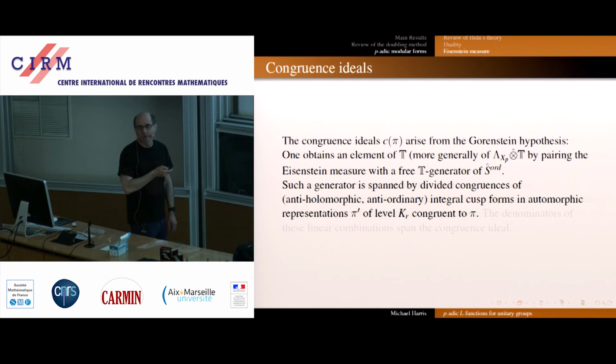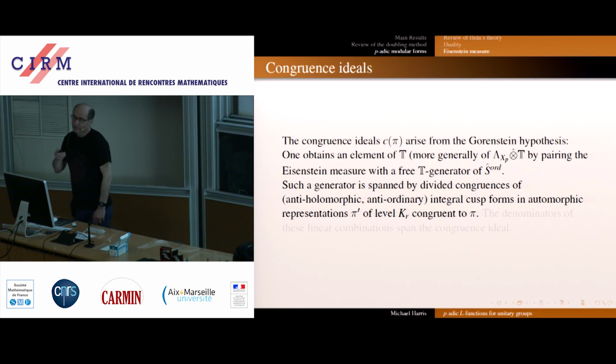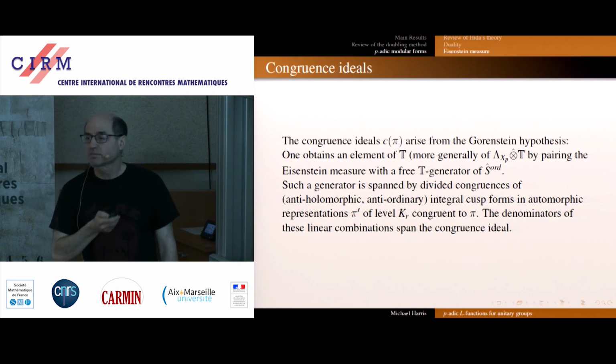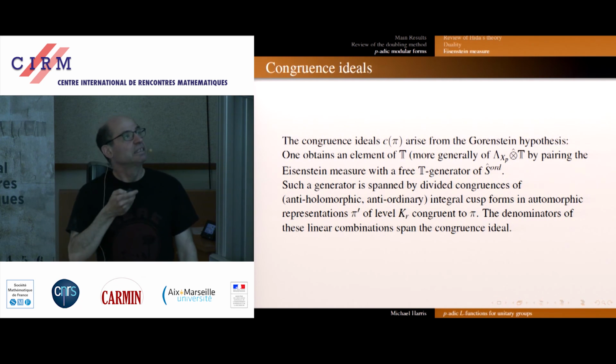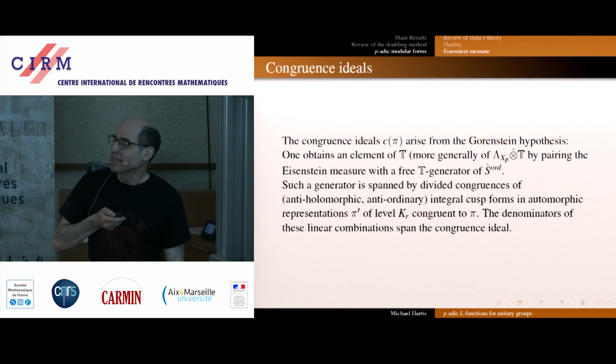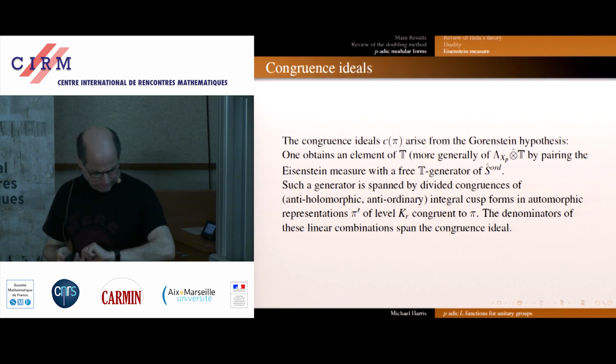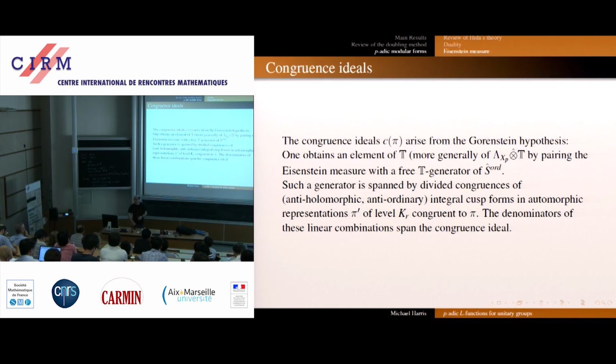But the generator is not purely in a single representation pi, unless pi has no congruences. So you have to take integral generators of different pi's and then take differences and divide by their congruences. And this is where the greatest, biggest denominator that shows up is the congruence module. And that's it. I guess I have nothing more to say.